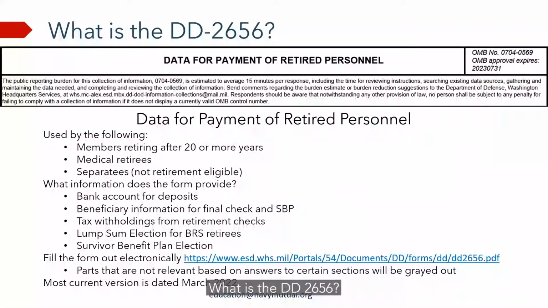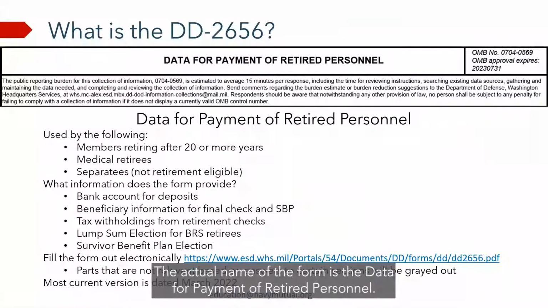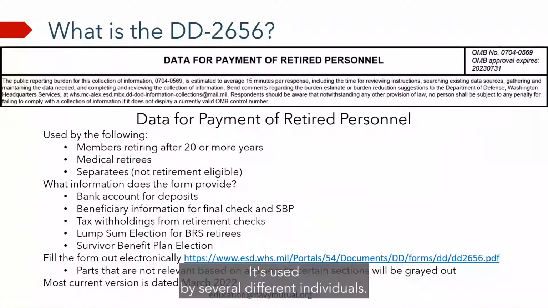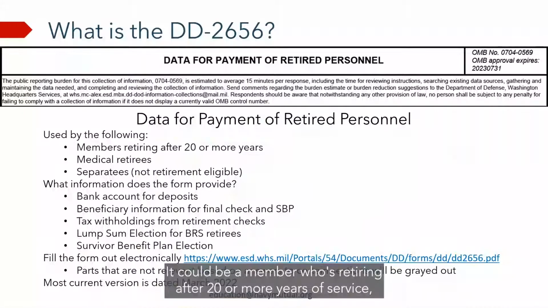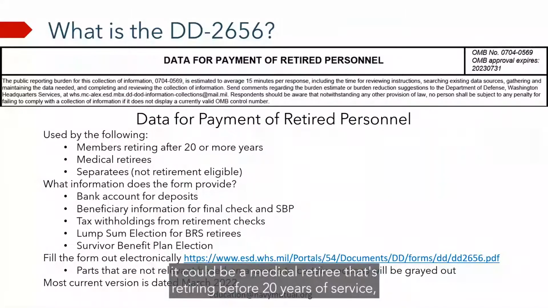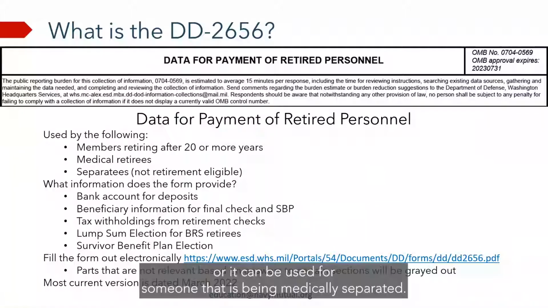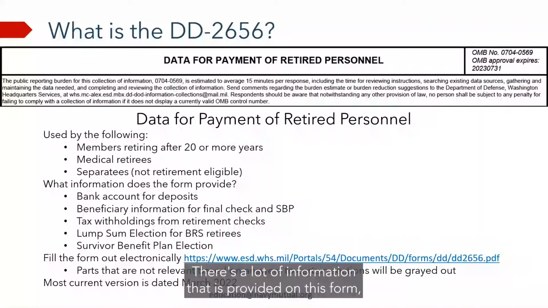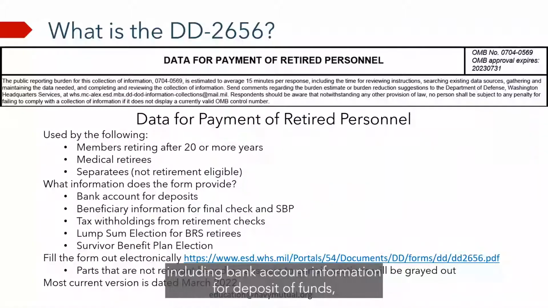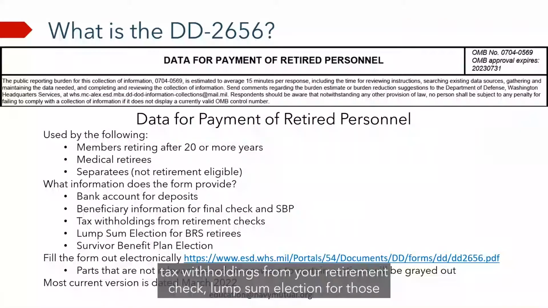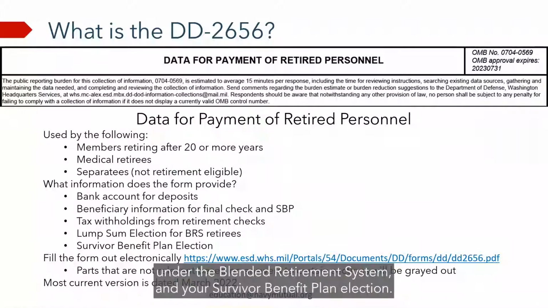What is the DD-2656? The actual name of the form is the Data for Payment of Retired Personnel. It's used by several different individuals. It could be a member who's retiring after 20 or more years of service. It could be a medical retiree that's retiring before 20 years of service, or it can be used for someone that is being medically separated. There's a lot of information that is provided on this form, including bank account information for deposit of funds, beneficiary information for your final check and for SPP purposes, tax withholdings from your retirement check, lump sum election for those under the blended retirement system, and your survivor benefit plan election.